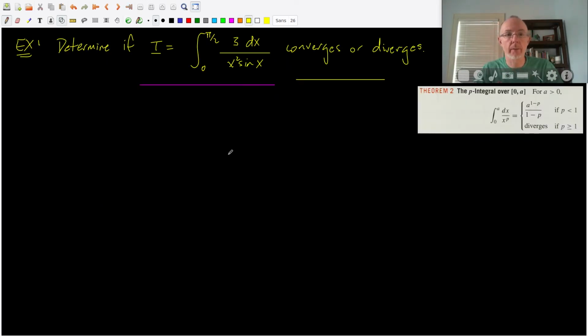Okay, so here's a kind of funky integral. Let's think about that function. I'm not going to be able to integrate it. I don't know how to integrate a function that looks like that. It looks like a mess. But I can compare it to other functions and use that comparison idea to determine whether it converges or diverges, even if I can't actually do the integral.